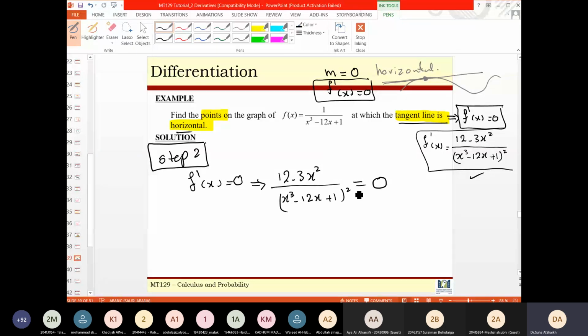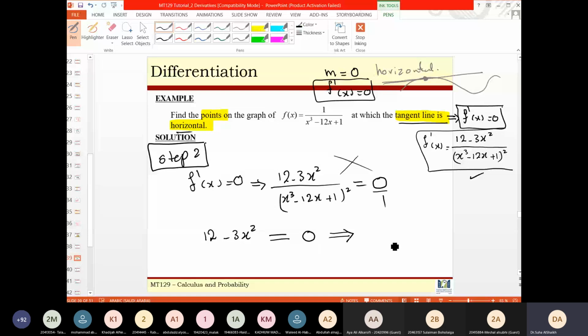Can somebody tell me what should I do here? How can I solve such a thing? Now the 0 is like 0 over 1. We do what we call the cross multiplication method. Cross multiply, yeah. So it is 12 minus 3x squared equal to 0 multiplied with this, equal to 0. So it became easier now.